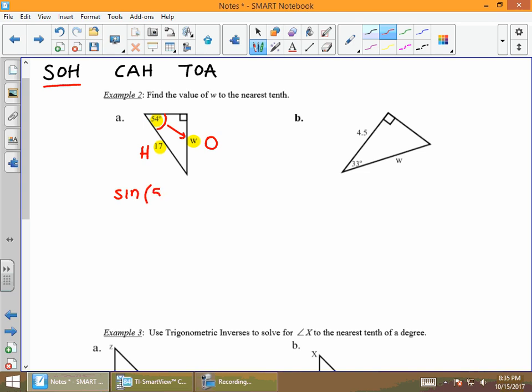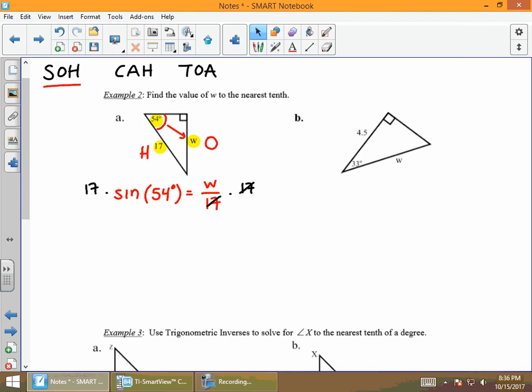Well, now I know that the sine of 54 degrees is going to equal the opposite side, W, divided by the hypotenuse, which is 17. Well, now if you think back to solving this algebraically, the right side of your equation is W divided by 17. So I'm going to multiply both sides by 17. That will help these cancel, and I'll just be left with W on the right. And on the left, I have to do 17 times the sine of 54 degrees.